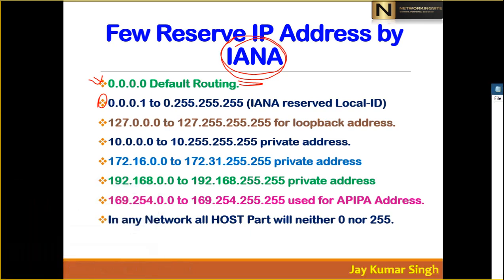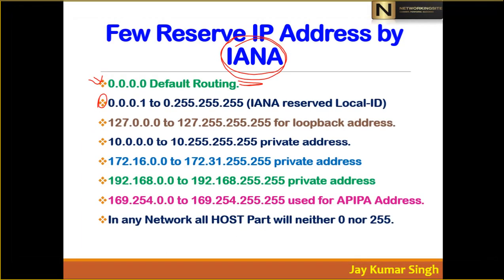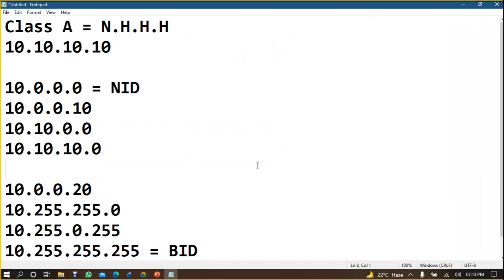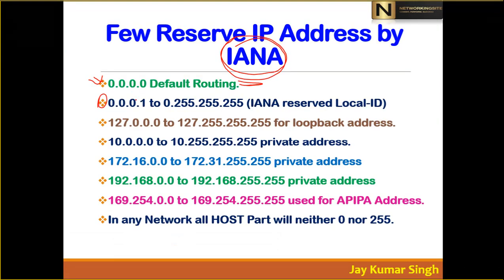If I'm talking about this IP, can I use it? If I write 0.1.1.1, 0.0.1.1, or maybe 0.0.0.1, what do you think? Is it a correct IP address? No. That's why it is written here: we cannot use these IP addresses. They are reserved by IANA for local use. Okay, they use these IP addresses.